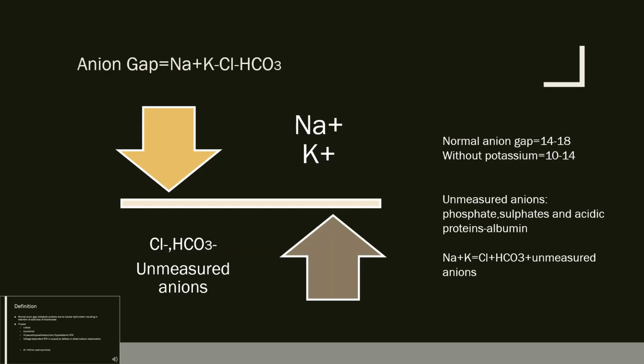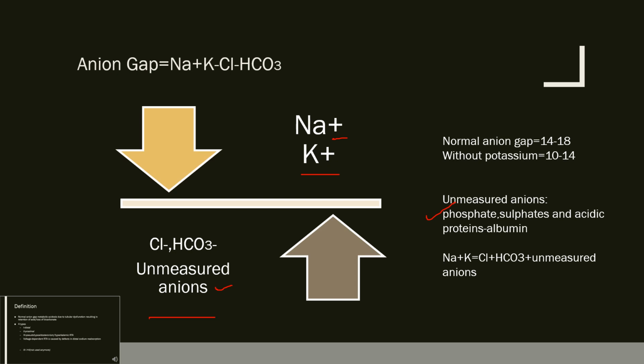Next, coming to anion gap. For you to understand anion gap, you need to know what are anions and what are cations. Cations are positively charged and anions are negatively charged. The main positively charged ions are sodium and potassium, whereas the negative are chloride and bicarbonate. Apart from them, there are so many unmeasured anions which are sulfates, phosphates, albumin, etc.